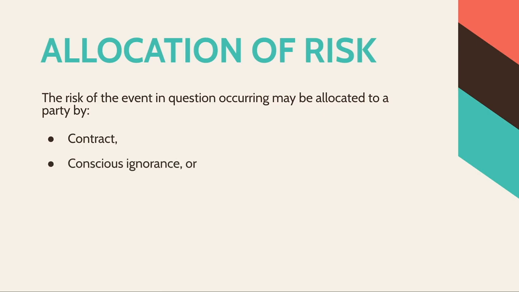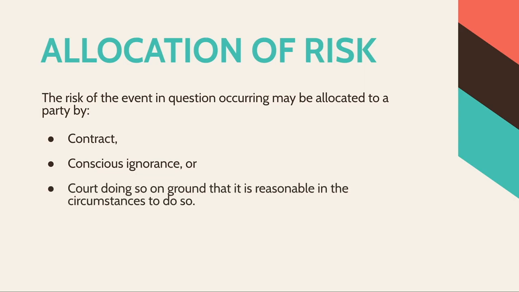Conscious ignorance would be the same way. If you knew that this kind of event could occur, and you say, I don't know whether it might, and I don't really care to plan for it, I'm just going to plow ahead. Similar idea to how we dealt with it with mistake. Here, there's also this catch-all, right? A court could allocate the risk just by saying it's the fair thing, it's the equitable thing, it's reasonable under the circumstances to do so, so that's what we're going to do. So that's allocating the risk.